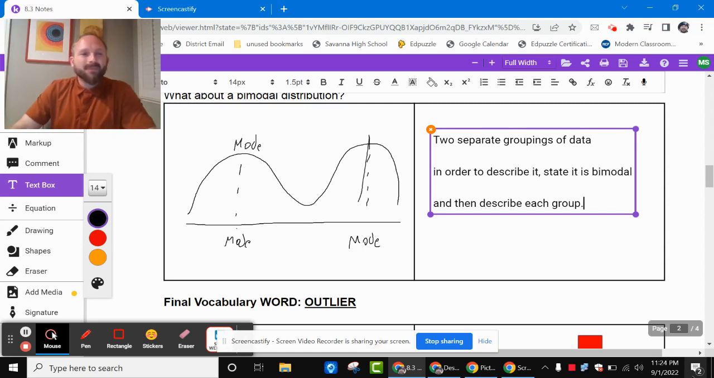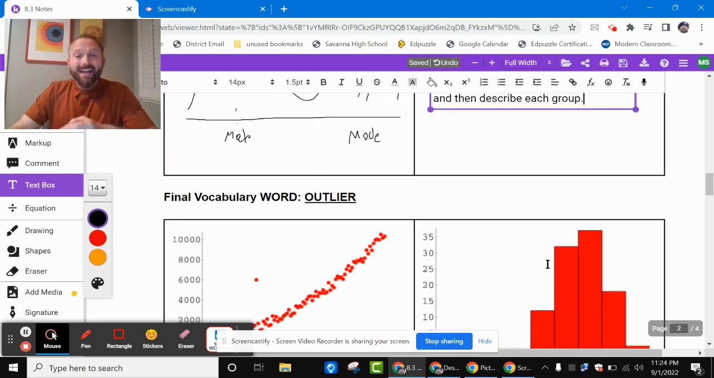Let's go on. This last vocabulary term we're going to talk about is outlier. Outlier is great. Sometimes you want to be an outlier. You want to be the diamond in the rough. Quick, what movie is that from? Go ahead in the comments and tell me. Diamond in the rough.